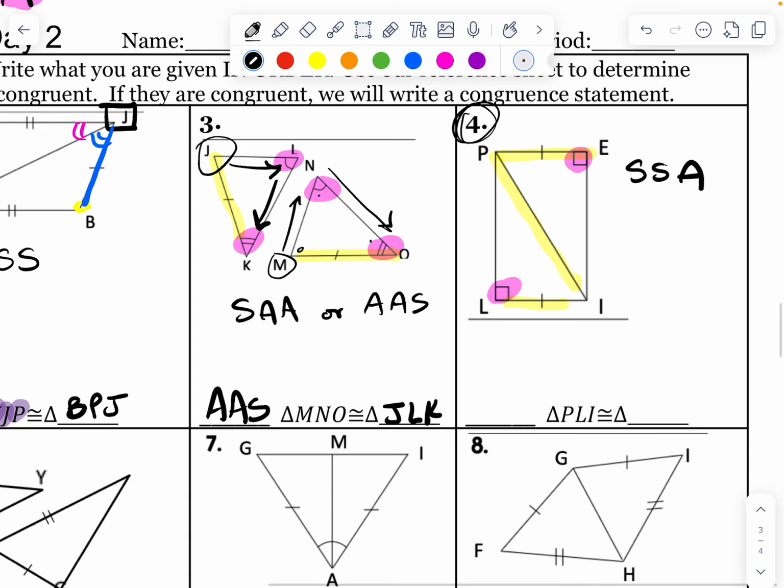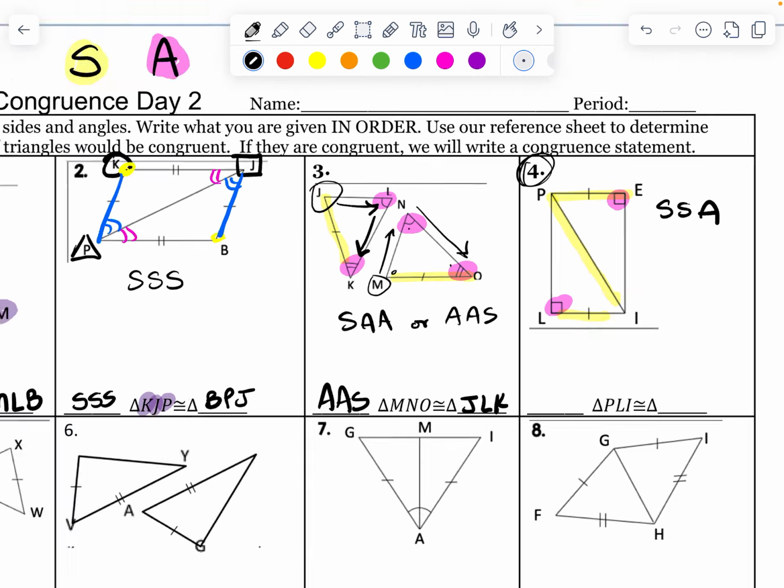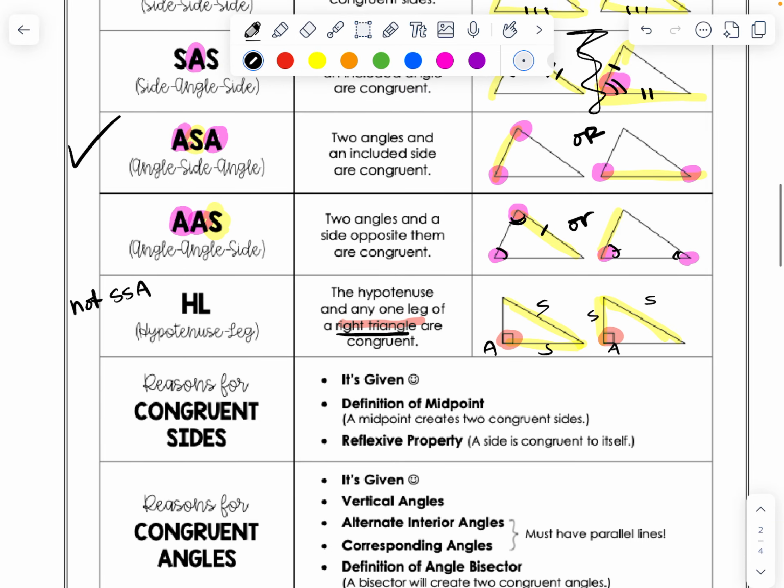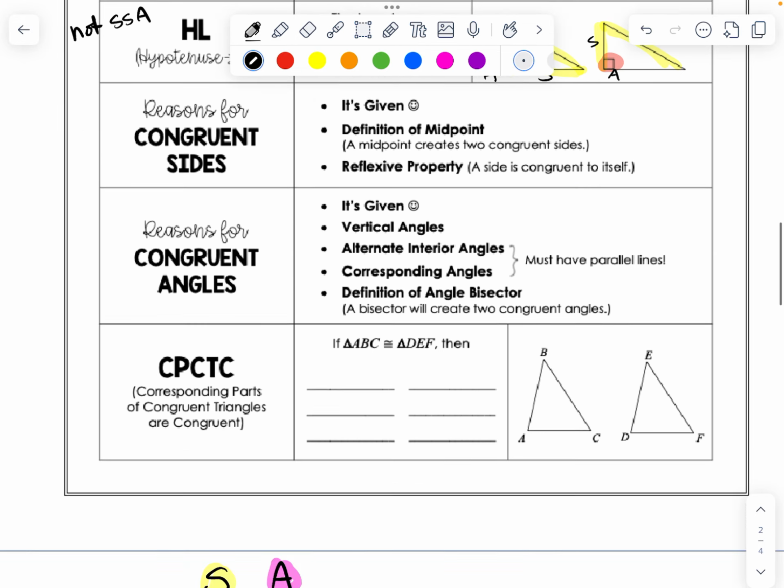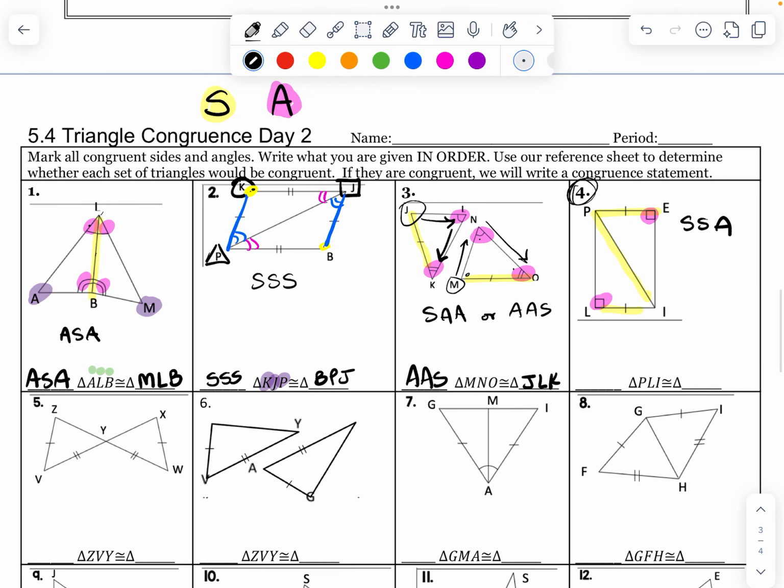All right, SSA, that's a bad word, but that is a 90-degree angle. So instead of using SSA, I can use HL, hypotenuse leg. It is giving me the right angle. It's giving me the hypotenuse of that right angle, and it's giving me a leg of the right angle. So I know that these have to be congruent.